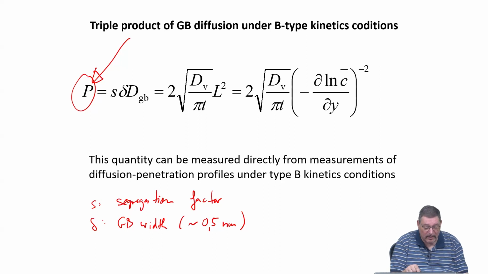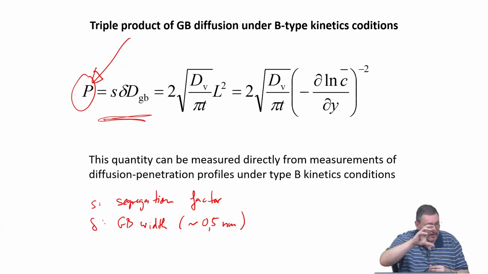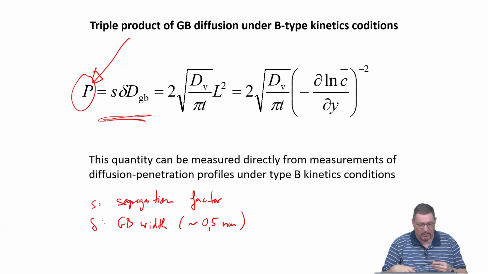It will be calculated by this equation, as the segregation factor. By which method do you calculate? First of all, you get the segregation factor out of the measurement directly if you know D_GB, if you know delta, and if you measure P. Right, and then you use the Gibbs adsorption theorem in order to transform the segregation factor into a concentration at the grain boundary.